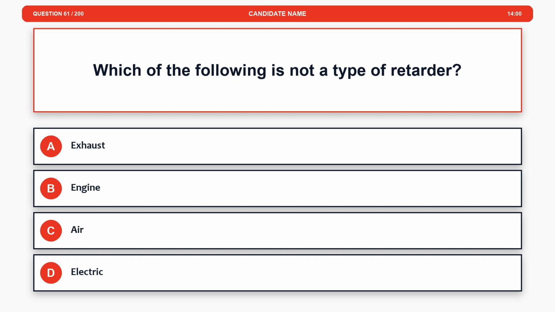Question 61. Which of the following is not a type of retarder? Option A, exhaust. Option B, engine. Option C, air. Option D, electric.